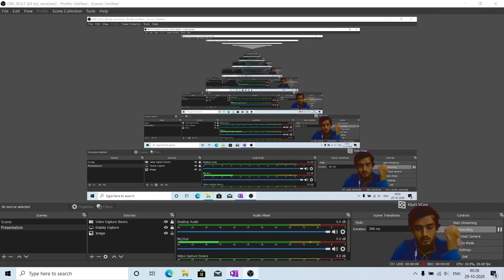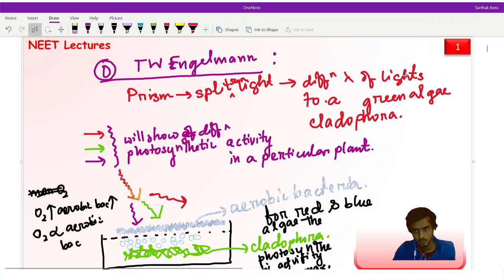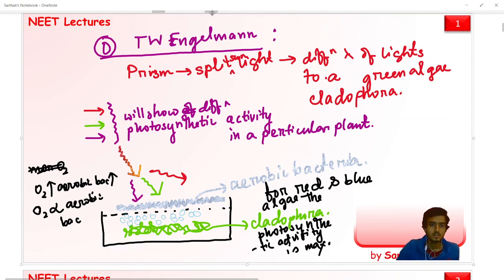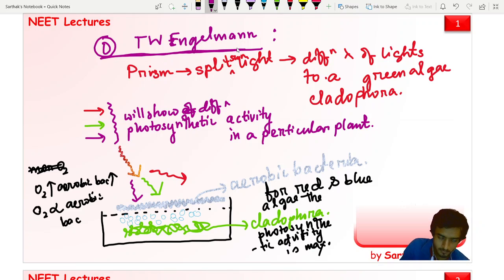So hello guys, we will be starting our new session about photosynthesis. So basically, our next scientist is T.W. Engelmann. T.W. Engelmann took a prism and split the light into different components of its wavelength, and by illuminating the algae named Cladophora, he obtained that for different wavelengths of light, different photosynthetic activity is being observed.